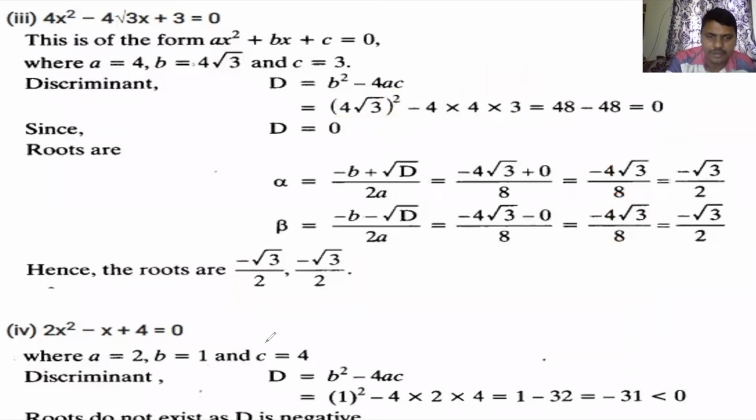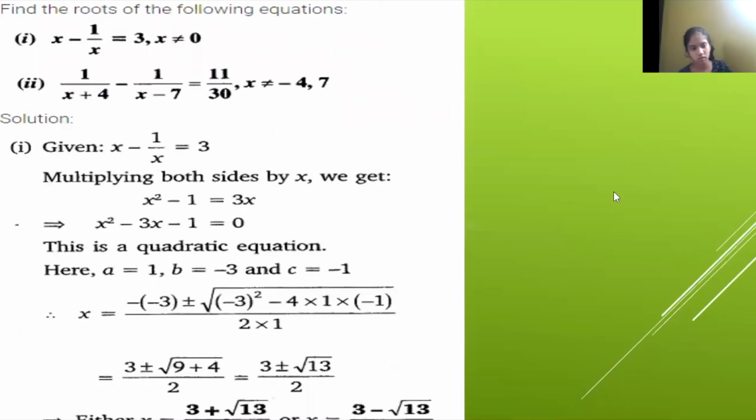So now, fourth sum, if you do it, you got minus 31, less than 0. So roots do not exist, as this is negative. Stop there. No substitution, no solution. Now I'll go to the remaining word problems. Clear? Shall I change? Yes, sir. Now next question, children, from your NCERT textbook.